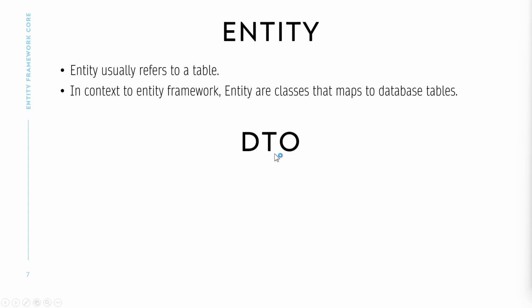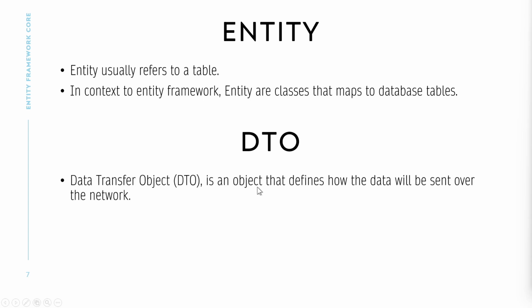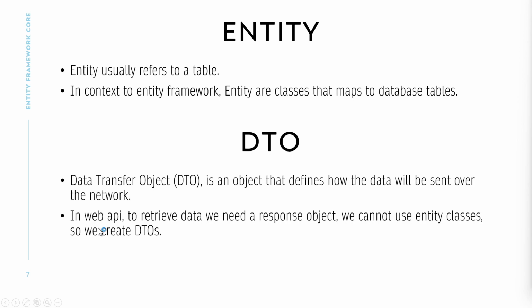Now the data transfer object. This object defines how the data will be sent over the network. This is a general concept not entirely related to the entity framework, but when we are using the entity framework, it is necessary that we don't use the entity classes to transfer data between requests. So in web API, to retrieve data at the end of any response, we need a response object which responds back to the request. Here we cannot use entity classes, so we create DTOs.